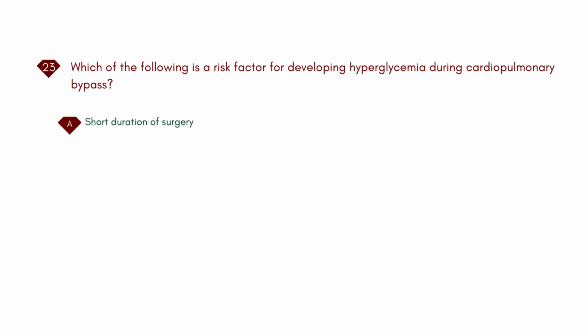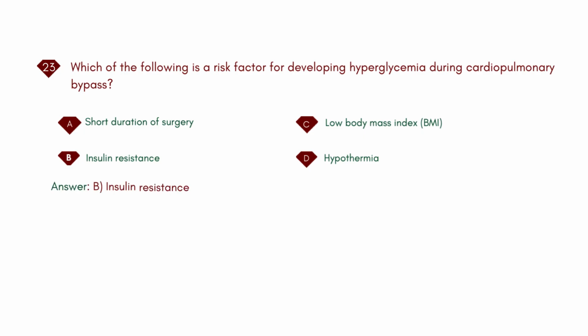Which of the following is a risk factor for developing hyperglycemia during cardiopulmonary bypass? A. Short duration of surgery. B. Insulin resistance. C. Low body mass index, BMI. D. Hypothermia. Answer: B. Insulin resistance.